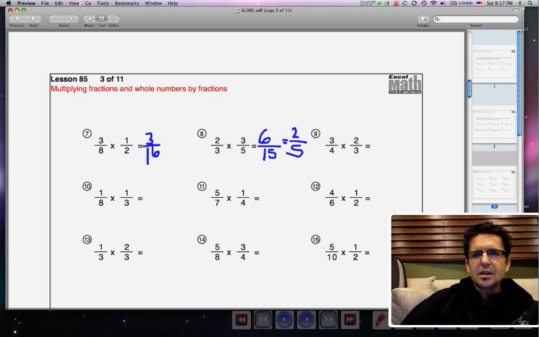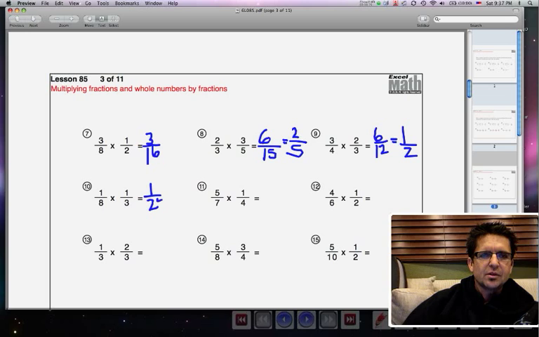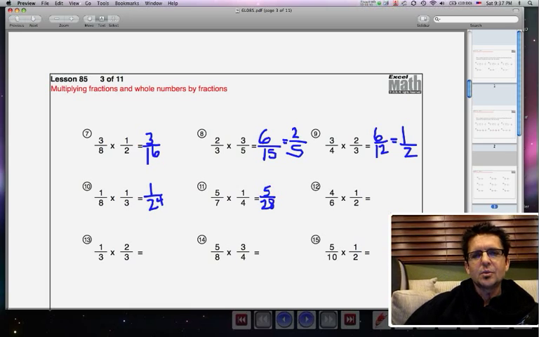Number 9, 3 times 2 is 6, and 4 times 3 is 12. Hopefully you can recognize that 6/12 is the same thing as 1/2 because both of those numbers can be divided by 6. Number 10, 1 times 1 is 1, not 2. 8 times 3 is 24. Of course, you can't reduce any fraction that has a 1 in it. And number 11, 5 times 1 is 5. 7 times 4 is 28. The only number you can divide 5 by to reduce that is 5, and you can't divide 28 by 5. So that's simplified all the way.